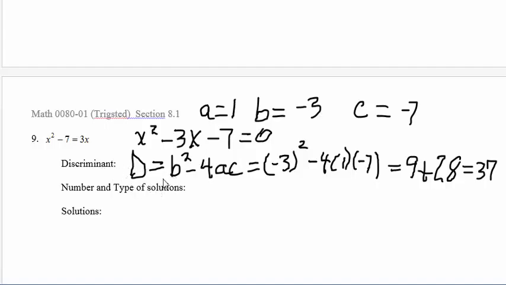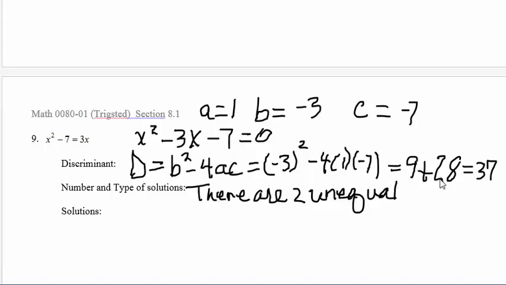All right, so that's a positive number. So whenever the discriminant is positive, there are two unequal real solutions. These are real solutions, solutions that are a real number. So there are two unequal real solutions.